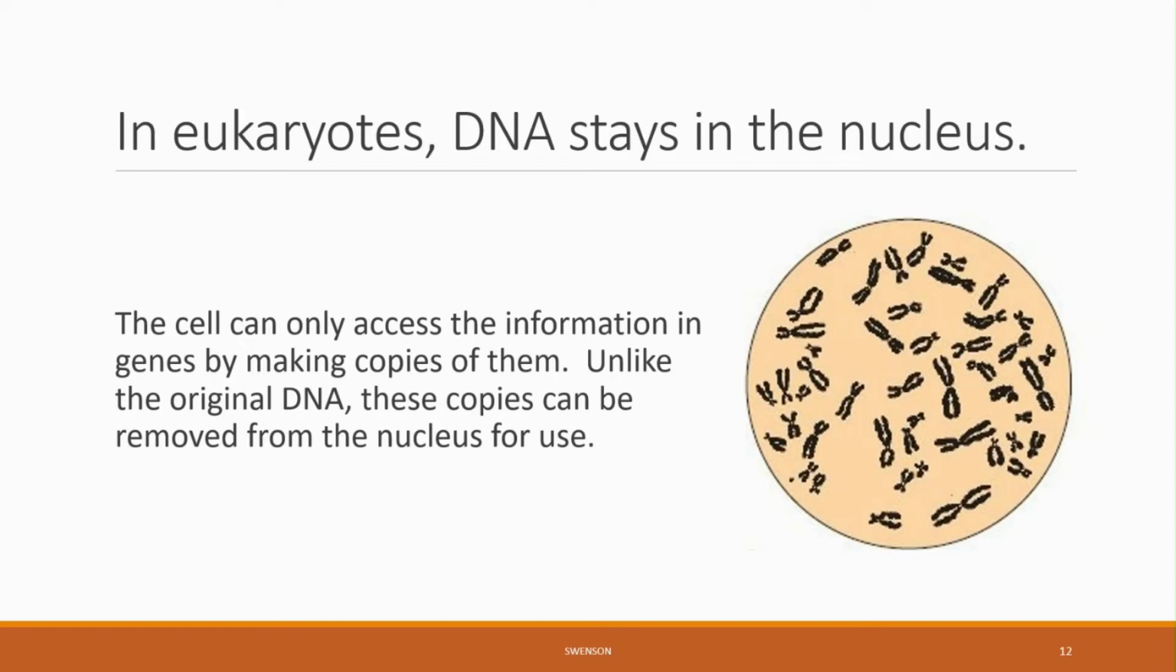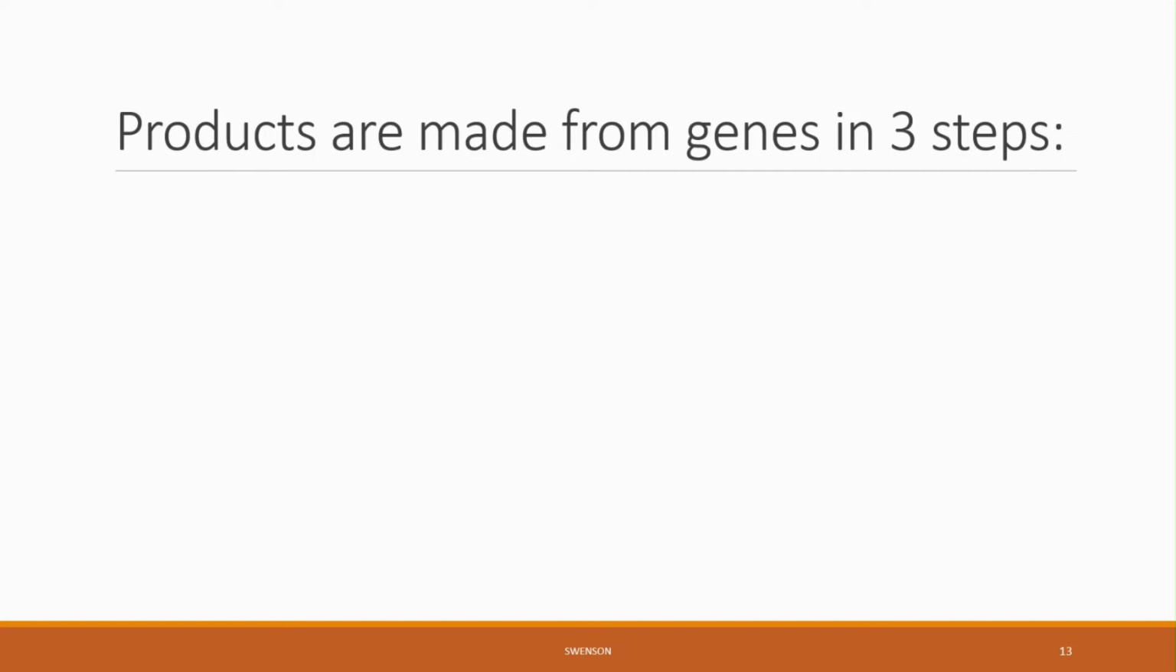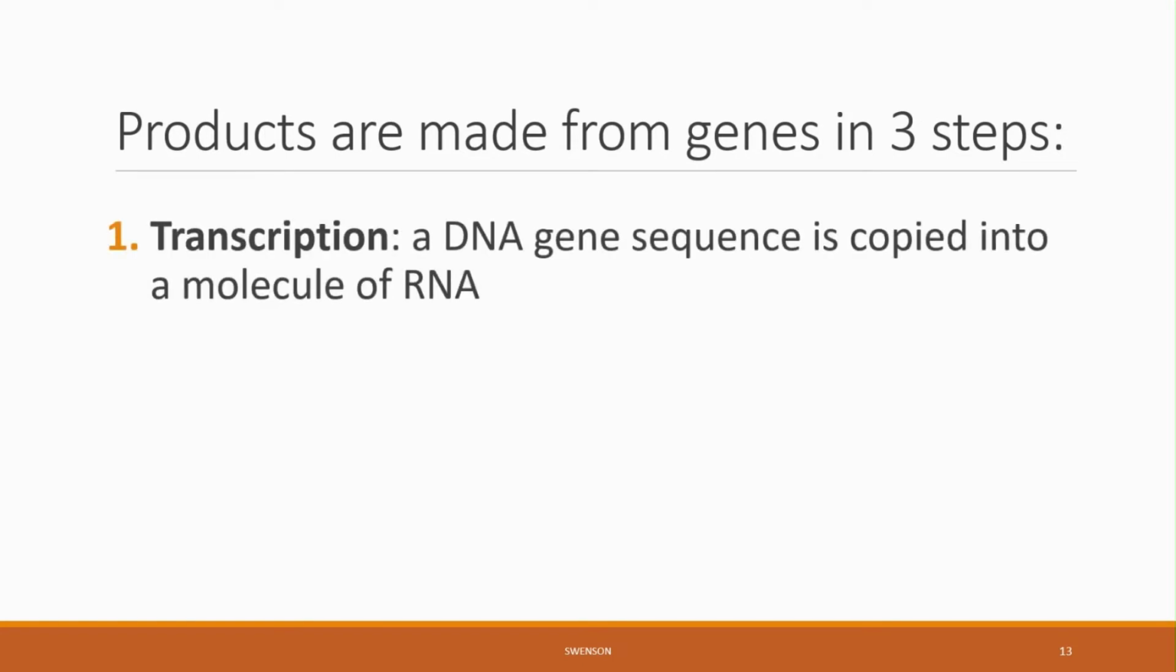So the cell can only access the information in genes by making copies of them. Unlike the original DNA, these copies can be removed from the nucleus for use. Start to finish, when a cell wants to make a particular protein, we can break this down into 3 steps.